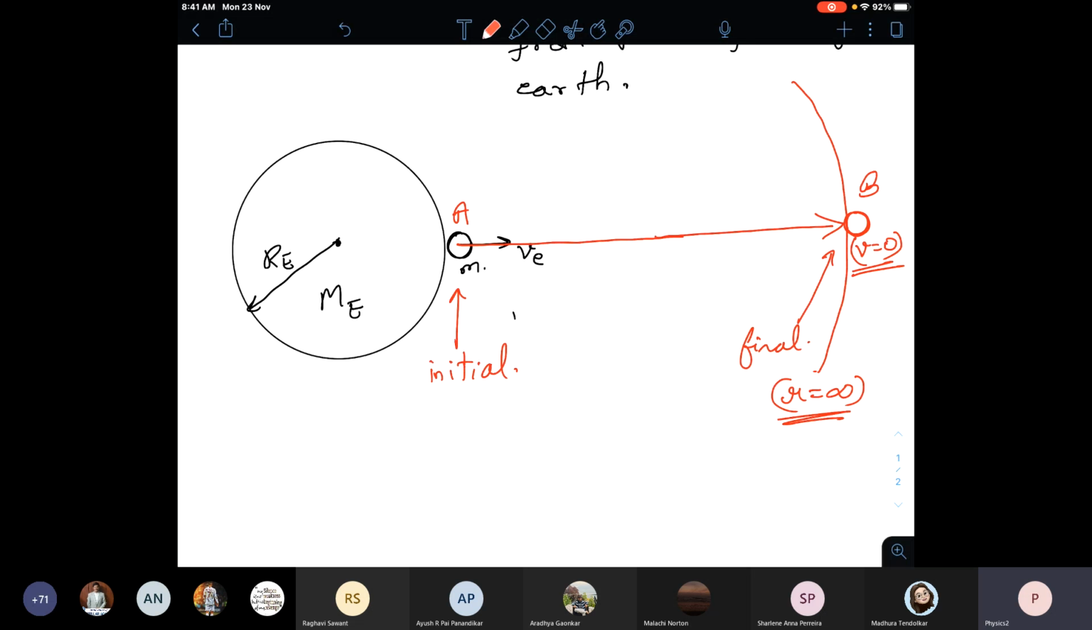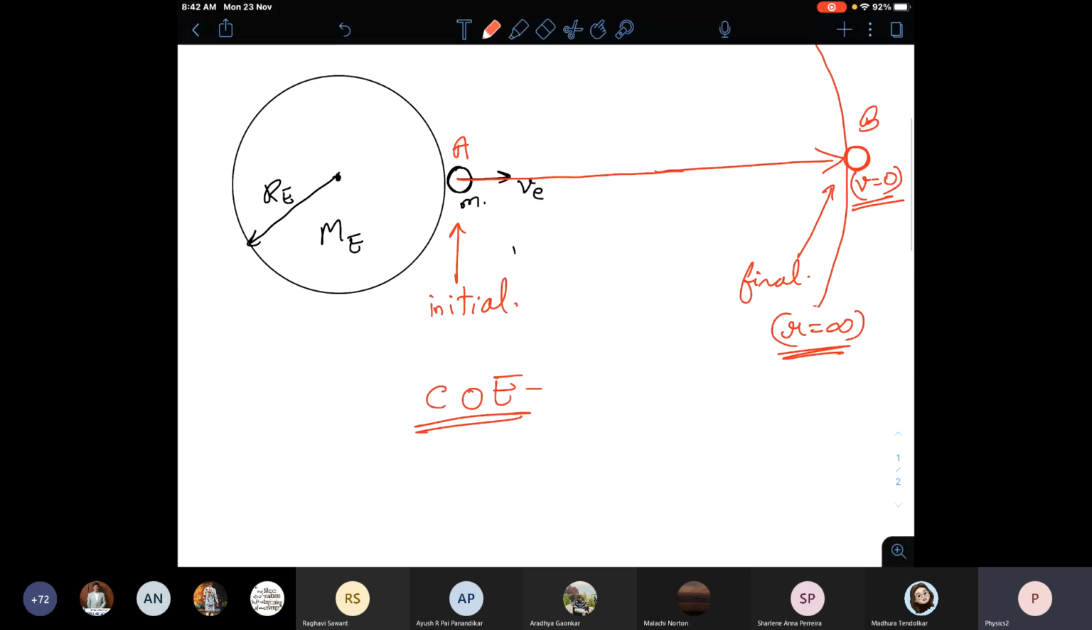Between these two positions a and b, all the forces acting on it were gravitational only. Gravitational force is always conservative in nature. You must have studied this in work energy. So gravitational force is a conservative force, and since it is a conservative force, conservation of energy can be applied over here.